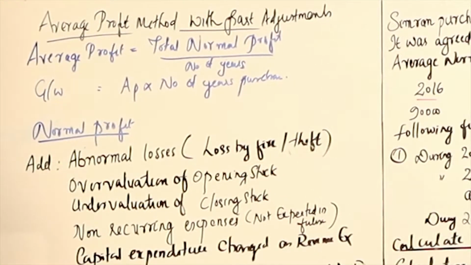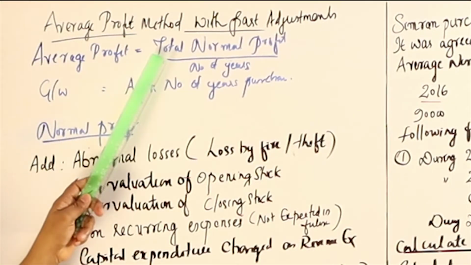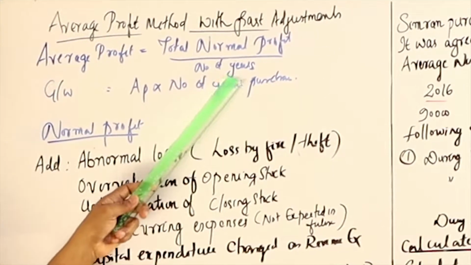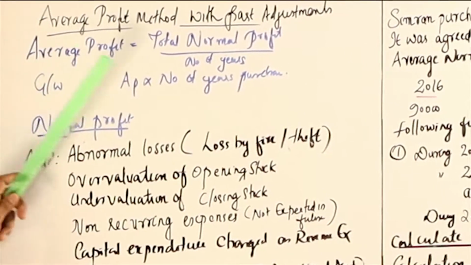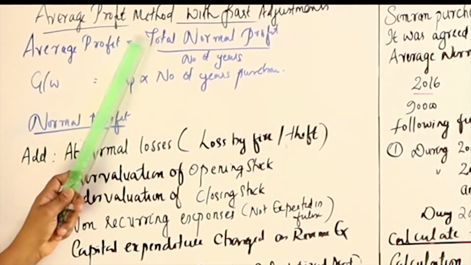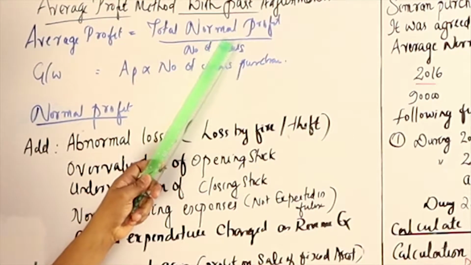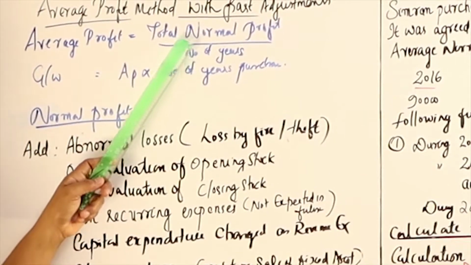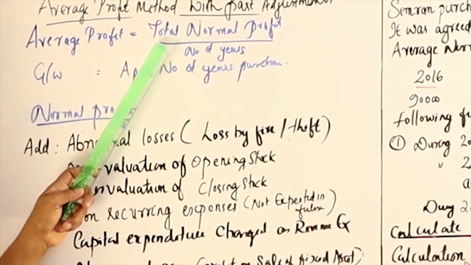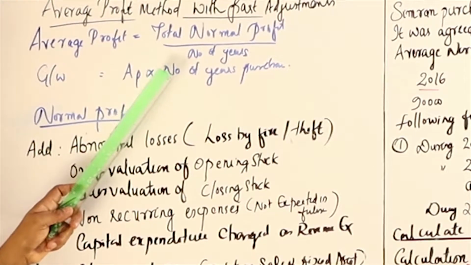There are only two steps for calculating goodwill. First is average profit: total normal profit divided by number of years. Then goodwill is equal to average profit into number of years purchase. Only two steps. But here we have to find the total normal profit. It should be from our normal business profit, not with any abnormal losses or abnormal incomes included. We have to do adjustment.